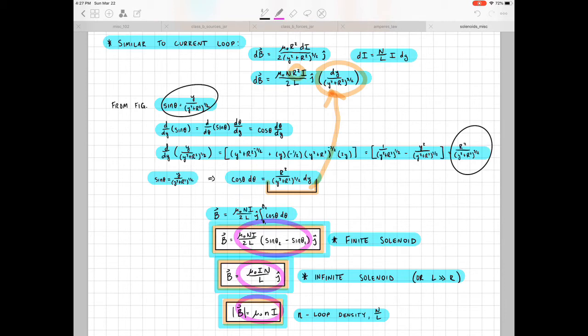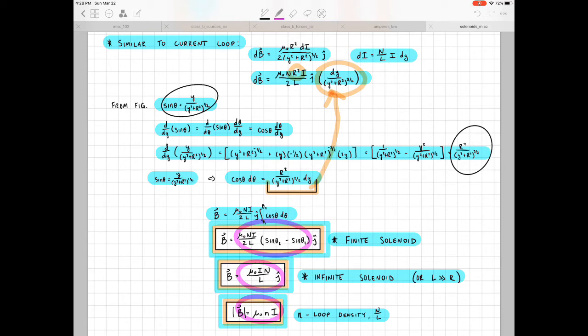It depends on how many loops there are, how many turns, what the current is through those loops, and essentially the length of the solenoid. And so if you want to generate a uniform magnetic field, then a solenoid is the configuration that you would choose to accomplish that.